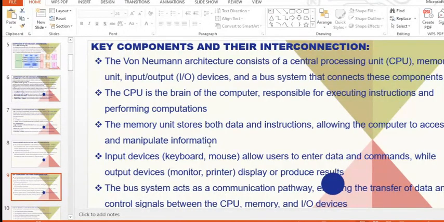Of course, the system bus provides the communication pathways for you to transfer your data and the control signals between the CPU, the memory, and the input and output devices. Ideally, that's the technique behind this interconnection of the von Neumann architecture.